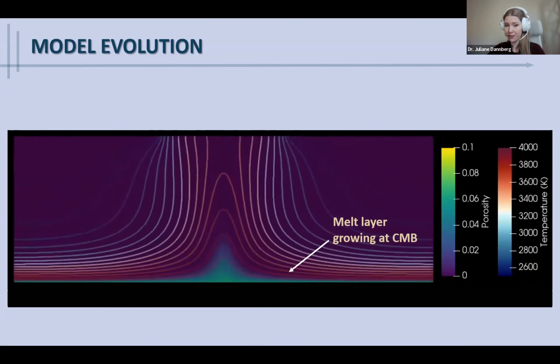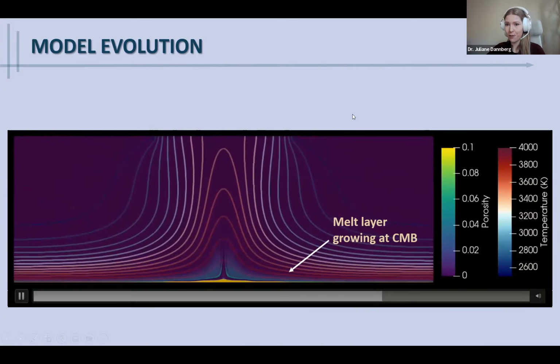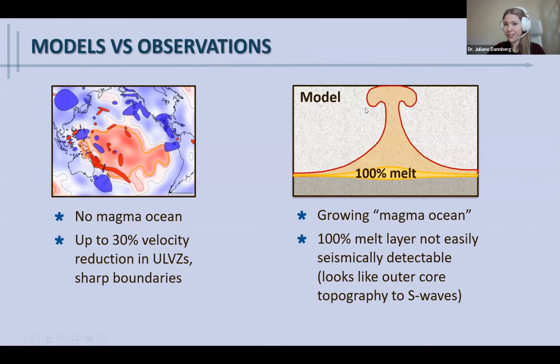And so if we think about what our model says and what we know about the Earth, the model is not really consistent with the observations. First, the model shows this growing sort of magma ocean at the core-mantle boundary, which we know we shouldn't have in the Earth today. And in addition, if there is a layer of 100% melt, that would not be easily detectable with S-waves because it would just look like the outer core to an S-wave. Whereas we know that we see the ULVZs in the observations of S-waves. So we can't have 100% melt.